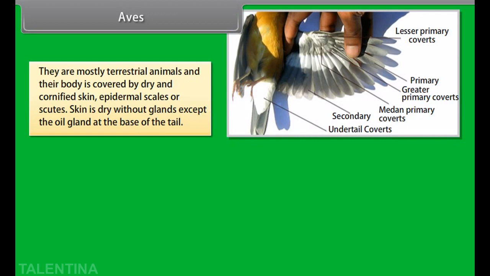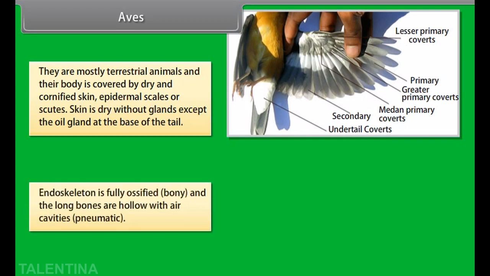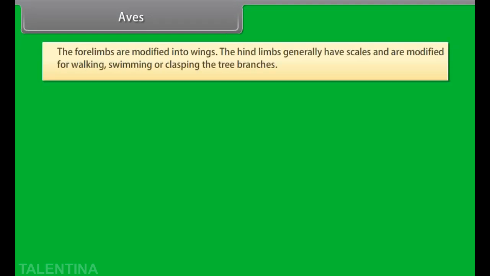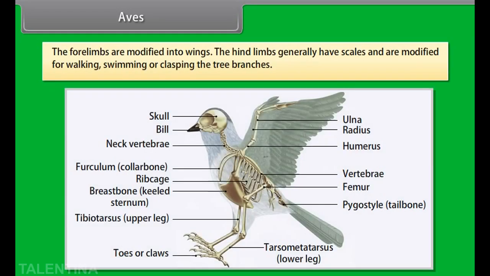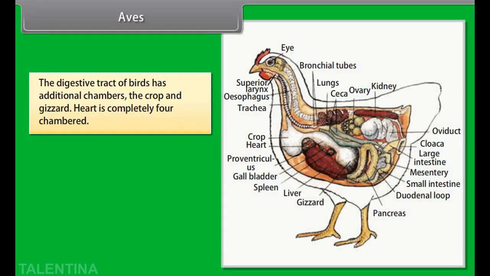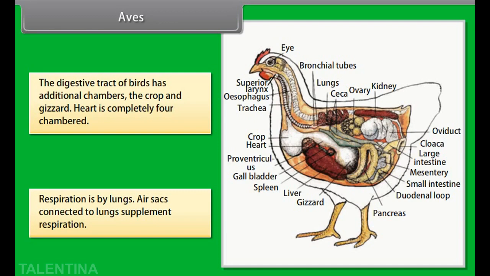Skin is dry without glands except the oil gland at the base of the tail. Endoskeleton is fully ossified, that is bony, and the long bones are hollow with air cavities, pneumatic. The forelimbs are modified into wings. The hind limbs generally have scales and are modified for walking, swimming, or clasping the tree branches. The digestive tract of birds has additional chambers, the crop and gizzard. Heart is completely four-chambered. Respiration is by lungs. Air sacs connected to the lungs supplement respiration.